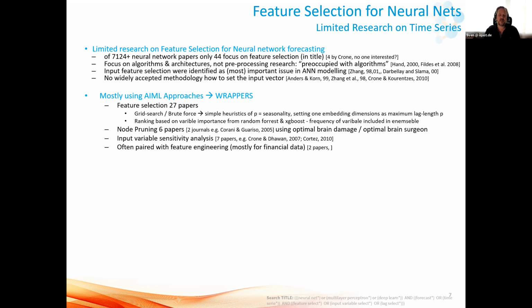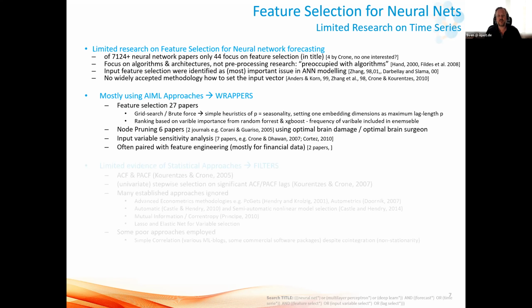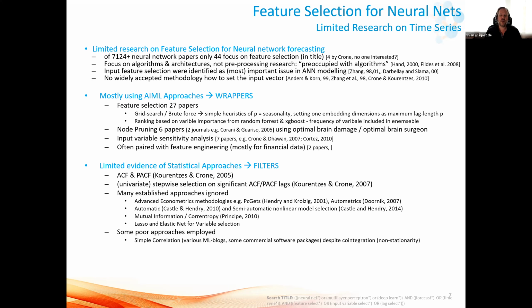I know that Siemens has an excellent approach on sensitivity analysis. I think they've published some while back, and it's often paired with feature engineering, but a lot of this research stems from finance. At the same time, these are all wrappers. At the same time, there's very limited evidence on filters. Right. I think many years ago with Nikos, we looked at autocorrelation and partial autocorrelation functions, and stepwise selection with the autocorrelation function on high dimensional data. But there are many established approaches that really are ignored to this day, right?